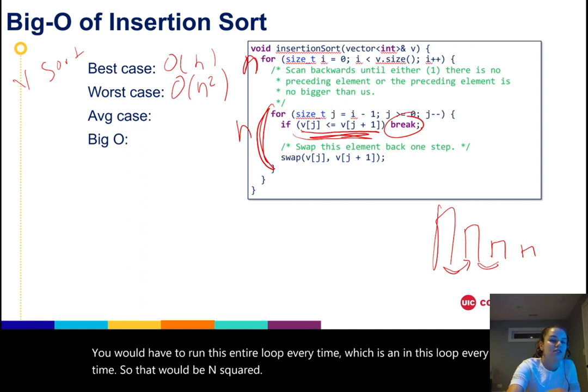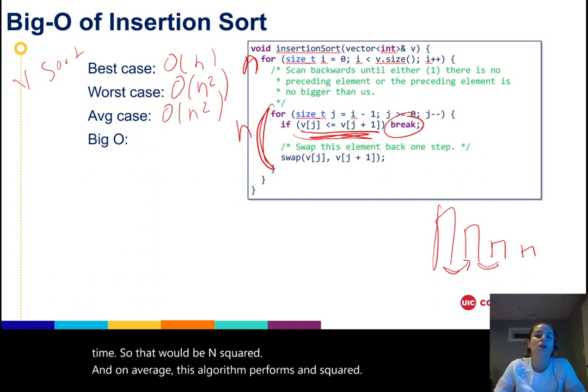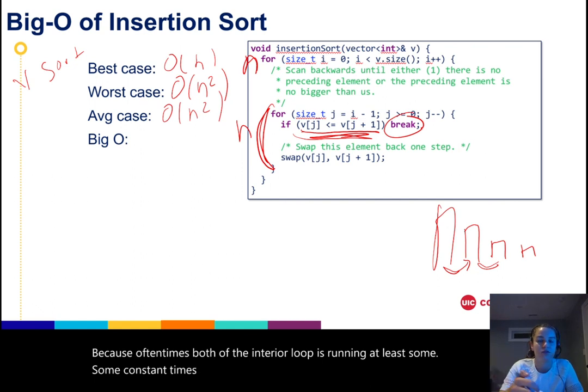And on average, this algorithm performs n squared, because oftentimes the interior loop is running at least some constant times n, like n over 2 or something. And so we call this algorithm n squared.